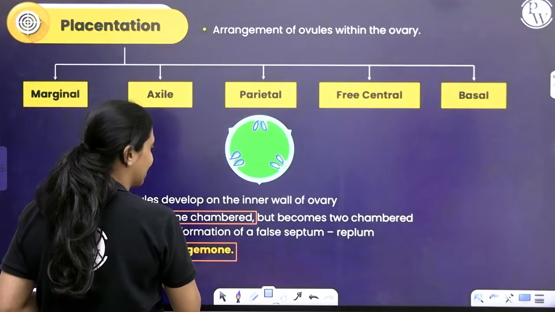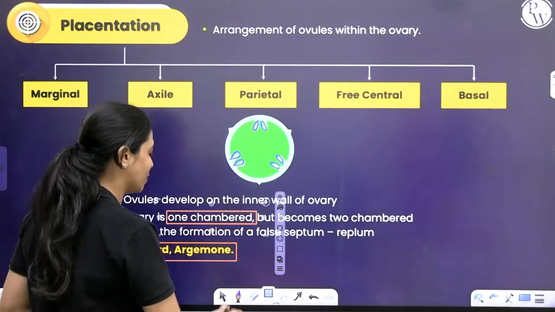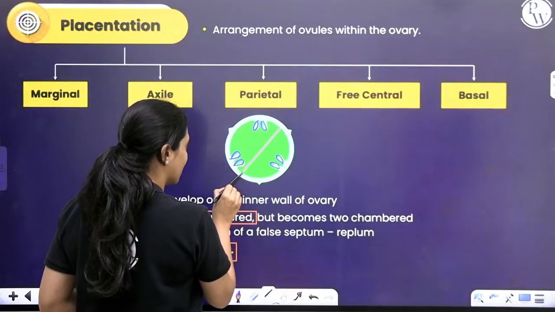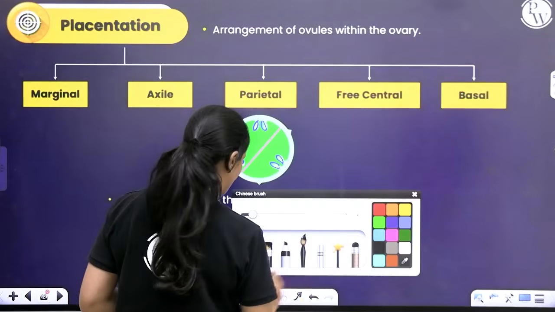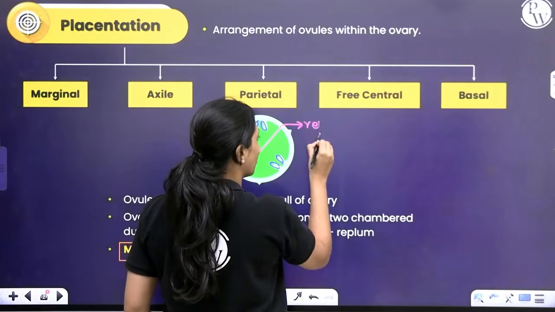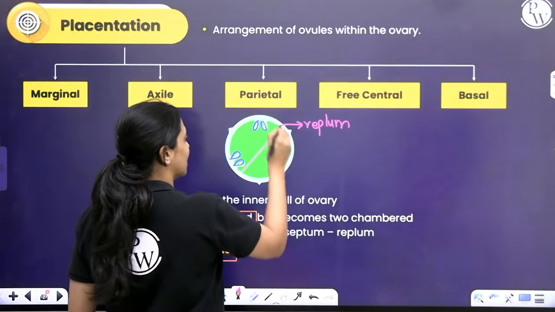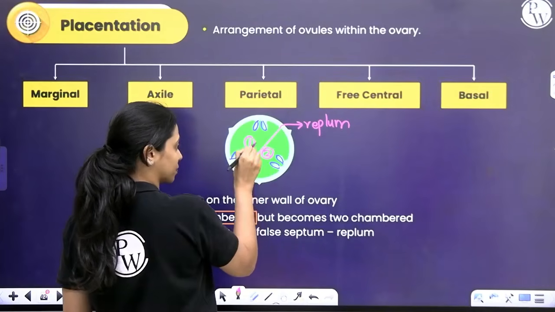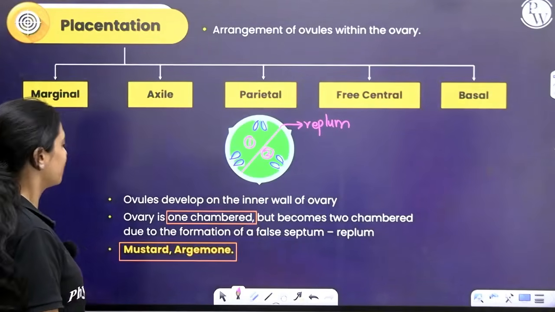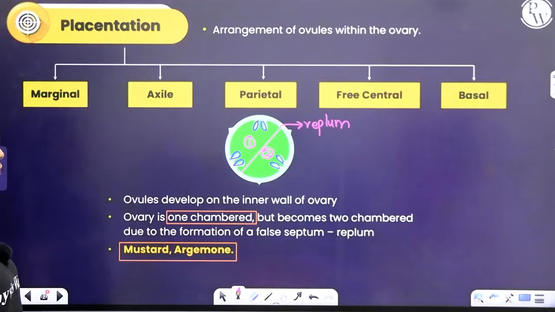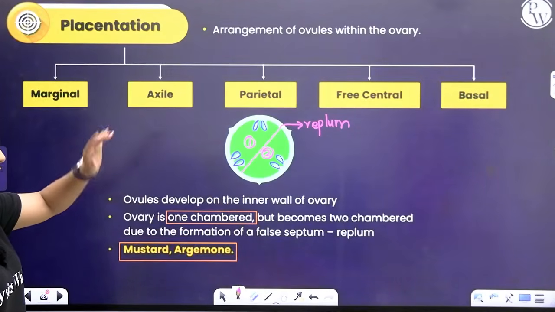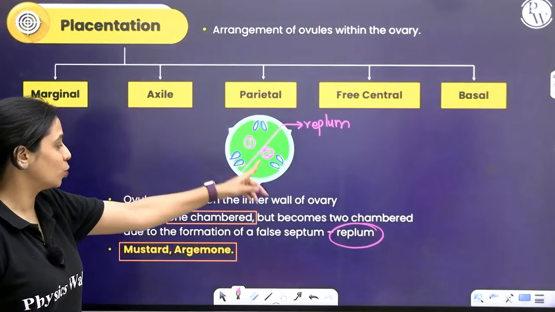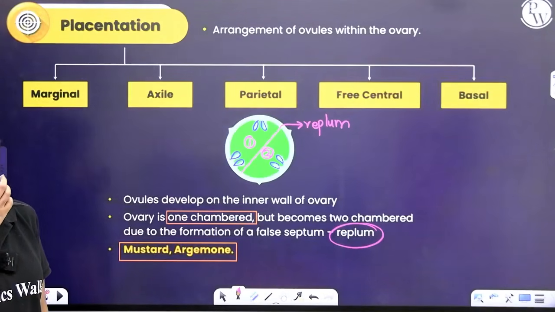But eventually, during development, a false septum will form, and that septum is called the replum. Because of the formation of this replum, the unilocular ovary will become 2-chambered. Ovules develop on the inner wall of the ovary. The ovary is initially one-chambered, but due to the formation of a false septum called the replum, it will become two-chambered. You can see this in mustard and argemone.